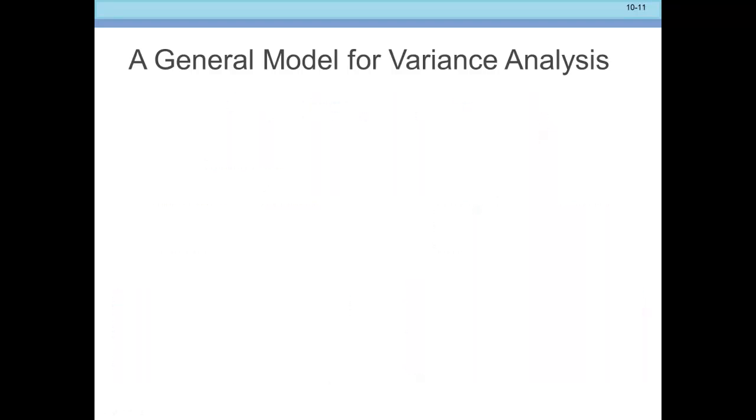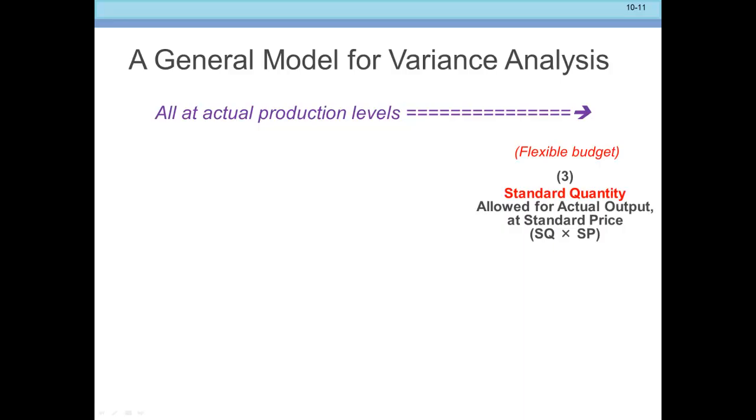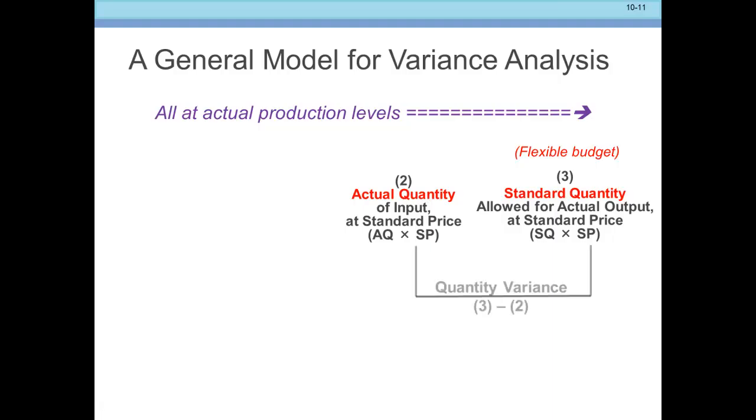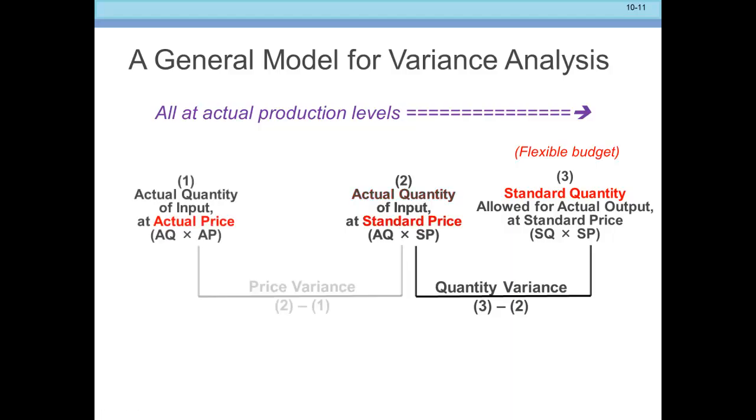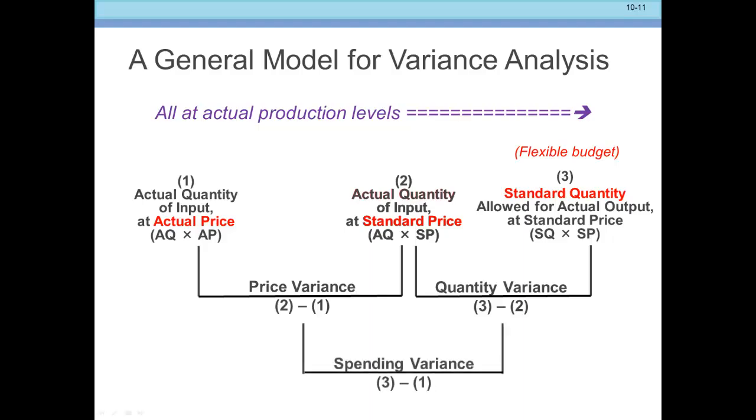The spending variance can be broken down into the following components. Remember that all these variances are based on actual production levels. The standard quantity and standard price, which is the same thing as a flexible budget, is compared to the actual quantity used at standard price to give us the quantity variance. The actual quantity at standard price is compared to actual quantity at actual price to give us the price variance. Remember that the quantity variance and price variance together make up the spending variance.